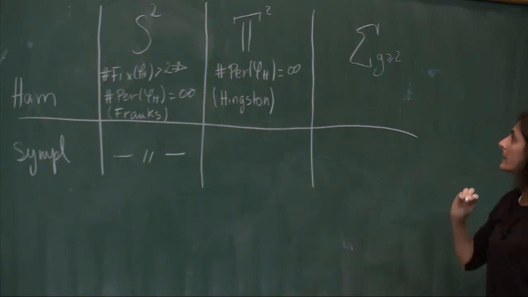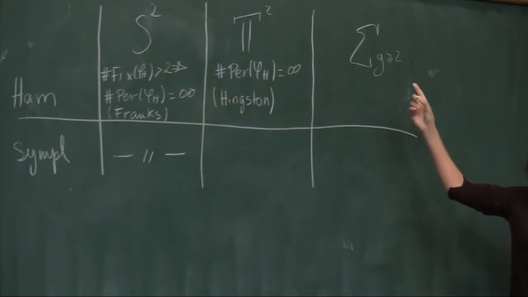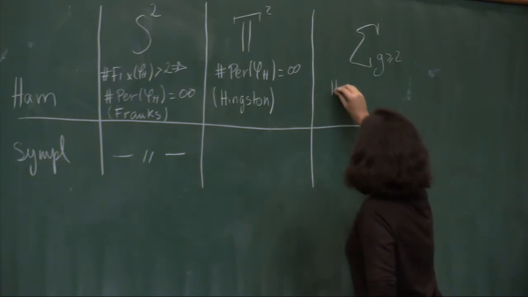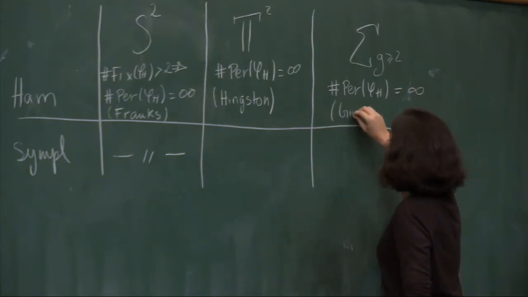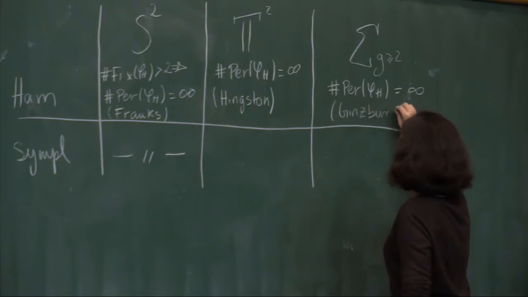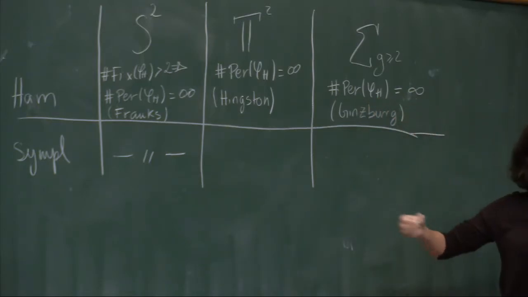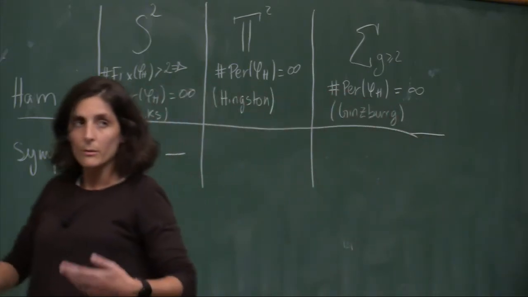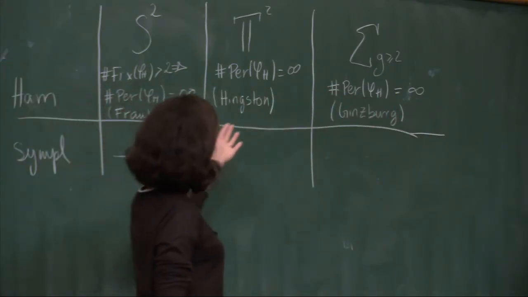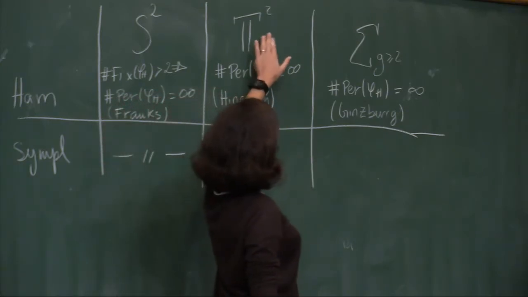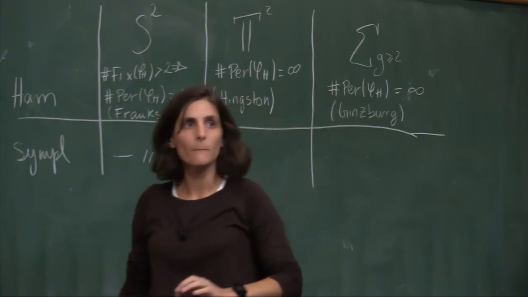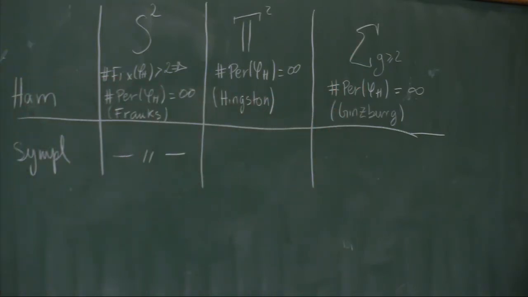And it also holds for surfaces of genus greater or equal to 2. So again, here the number of periodic points of a Hamiltonian diffeomorphism is infinite, and I'll say here Ginzburg. There are other contributions to other manifolds, but here I'm interested in these two. So what about symplectomorphisms here and here? When can I say that I have infinitely many periodic points?